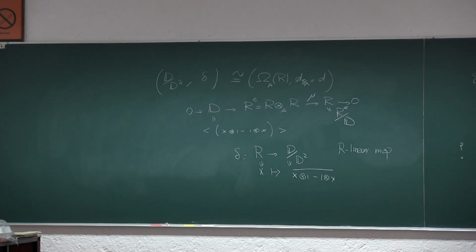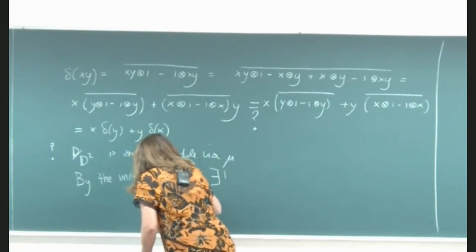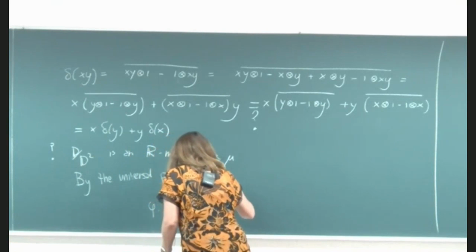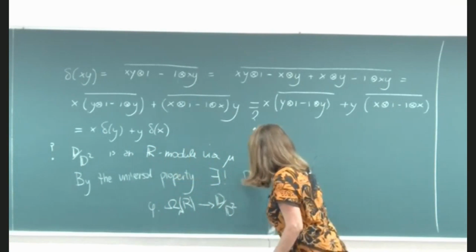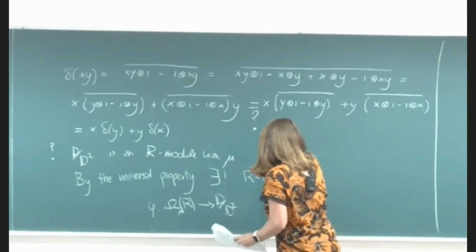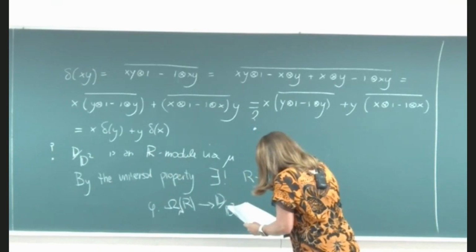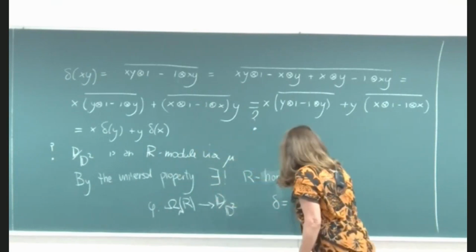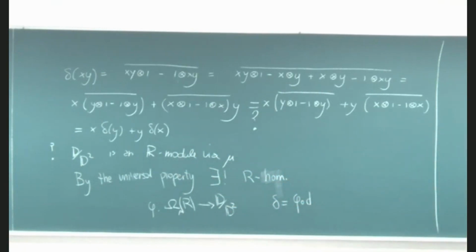There exists a unique map phi from omega to d over d square. So it's a unique R linear map, an R homomorphism, a homomorphism of R modules, such that delta factors through D. So delta is phi after D. That's exactly what our theorem says.